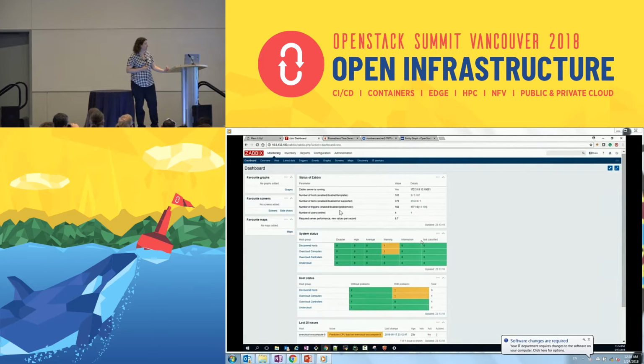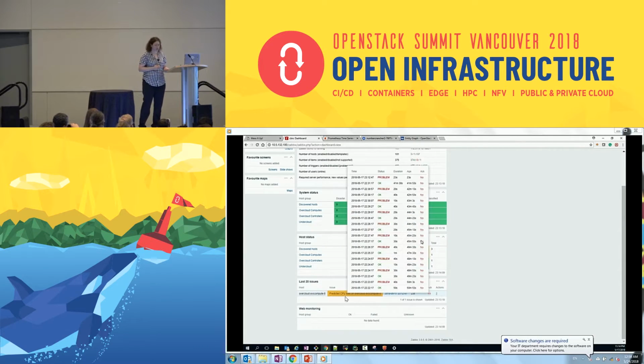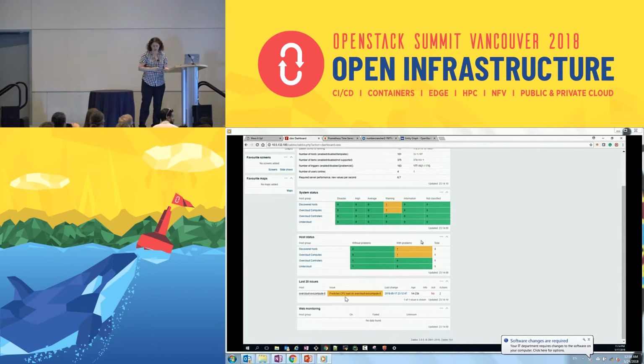If we look at Zabbix, we have a new warning that says that we predict CPU load on this OVS. It's still not critical. Zabbix just sees that the load average is becoming bigger and bigger.